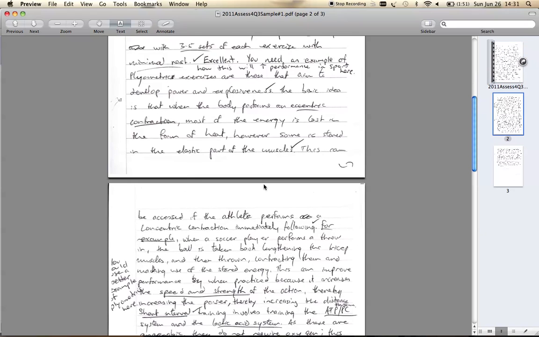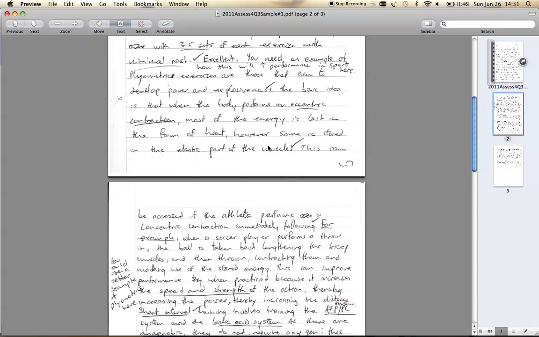His plyometrics description is pretty good because he's mentioned the fact that it's an eccentric contraction followed by a rapid concentric contraction. He's mentioned that it's an explosive type movement. You must have, for the higher order answers, eccentric followed by concentric contractions. And he's also listed why that's relevant, because he's saying the energy is lost here, but there is a little bit of the energy that's retained.